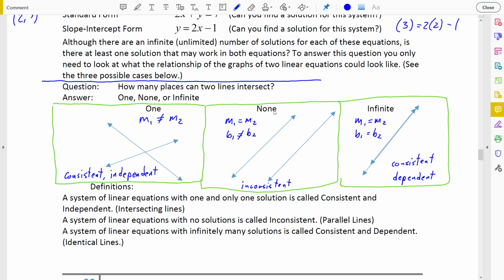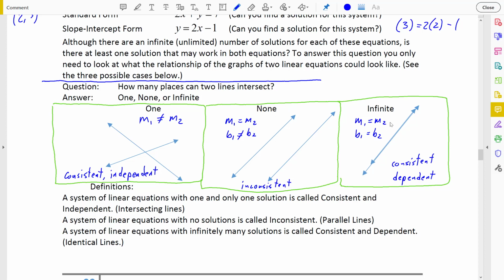It's possible to have 0 solutions. In that case, the slopes of the 2 lines are the same, meaning the lines are parallel to each other, but the y-intercepts are different, or the y-coordinates of the y-intercepts, I should say, meaning that the 2 lines are distinct from each other. So they are parallel and not the same line. We call this an inconsistent system because it has no solutions.